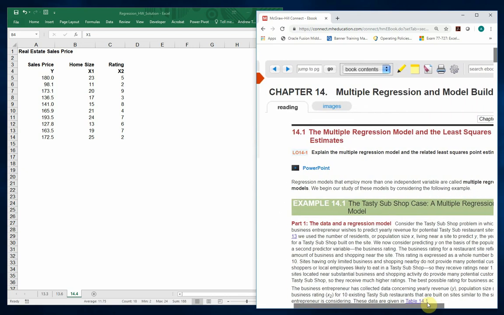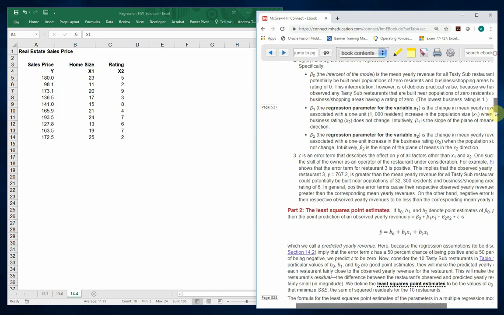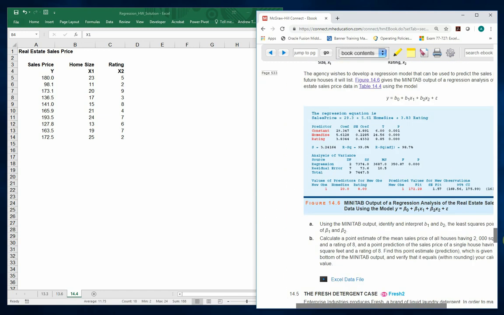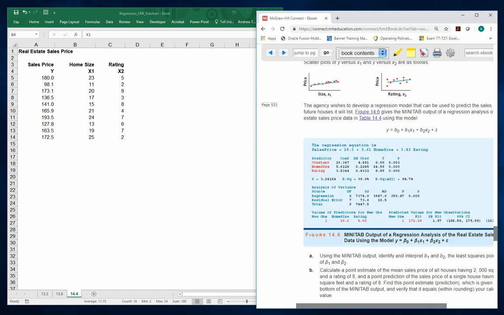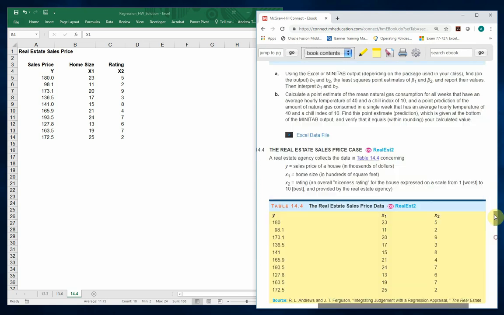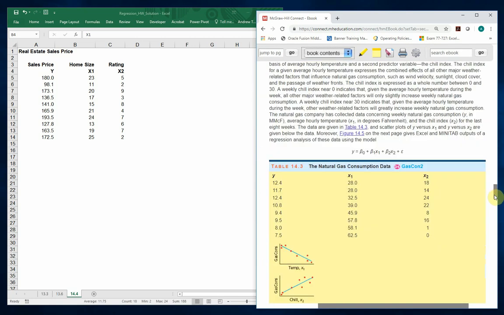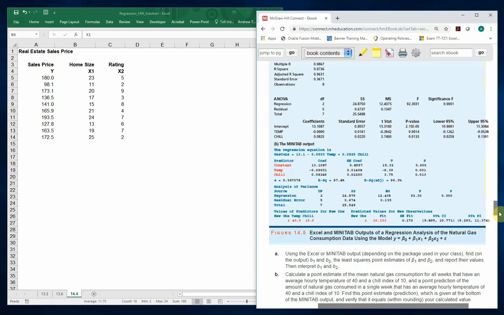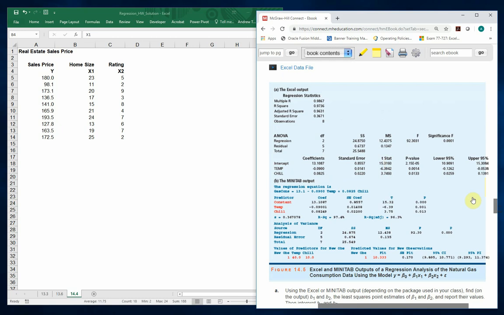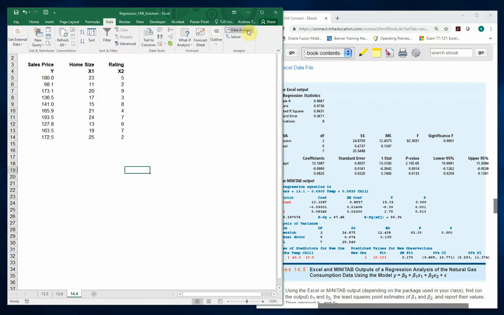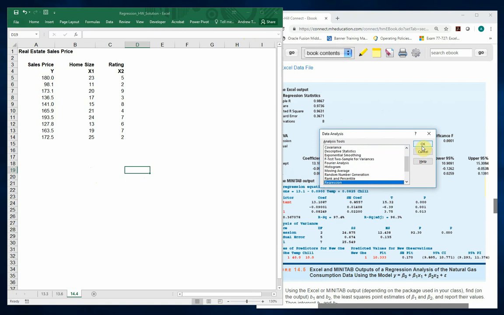So if you get a multiple regression problem where we have two independent variables like this one, and this one is problem 14.4, they give you the data right there. You don't want to build individual scatter plots. You don't want to look at these one at a time. You want to do multiple regression, which is what this is. So how do we do that in Excel? We go under Data Analysis, Regression.